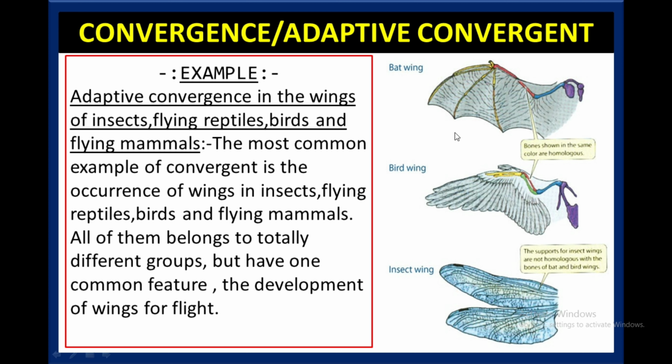You can see that the bat, bird and insect are all different in respect of their body structure and their class. They come from different organizations or different groups, but they all have a common feature, that is wings, and wings are for flight. Basically they occupy the same adaptive zone and have the same function, that is flight, so they have wings. So this is the example of adaptive convergence or convergence.